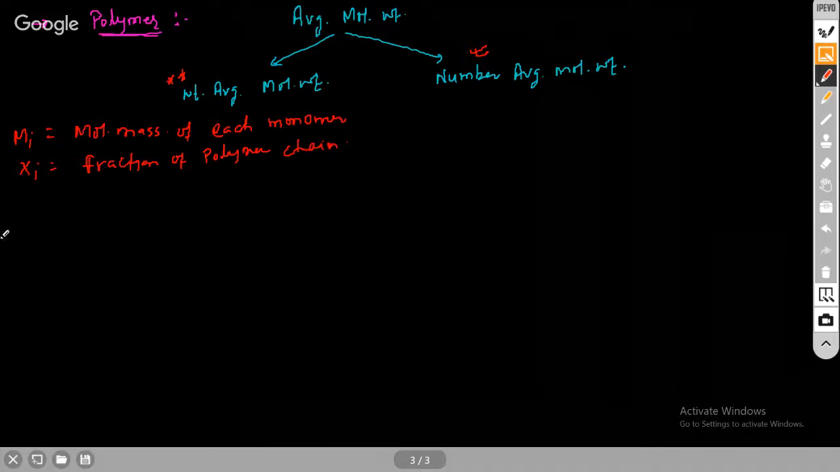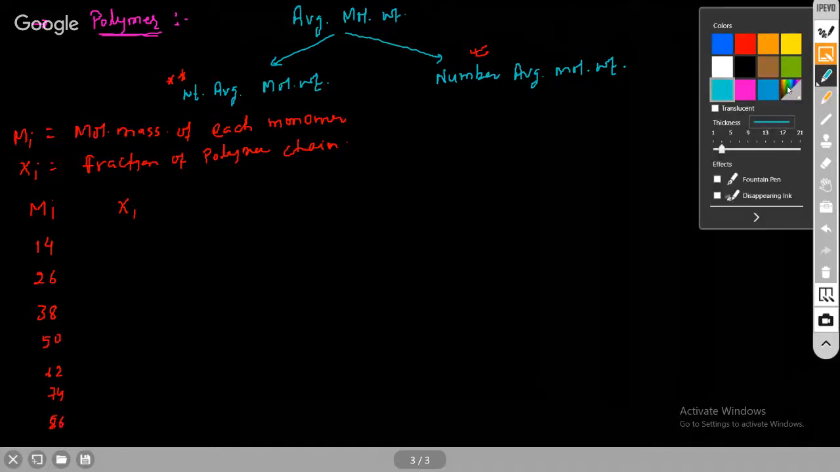Okay. Now suppose I'm taking some random data here, Mi, Xi. Suppose we have three different monomers. Or I'll give you the exact question. One question I'll give you: 14, 26, 38, 50, 62, 74, 86. These are the different monomers we have.